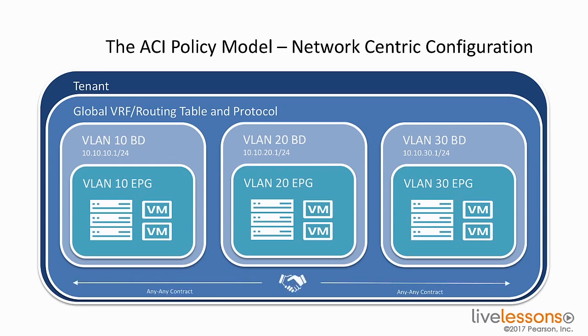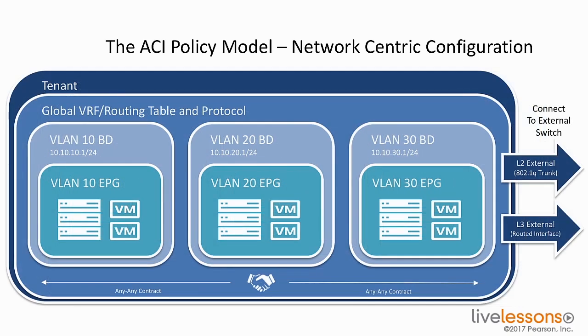And then we allow all of our VLANs to talk to each other with a contract. In this case, I just want to mirror my current network, so I'm actually going to use an any-to-any contract, which allows any communication from any VLAN to any other VLAN.